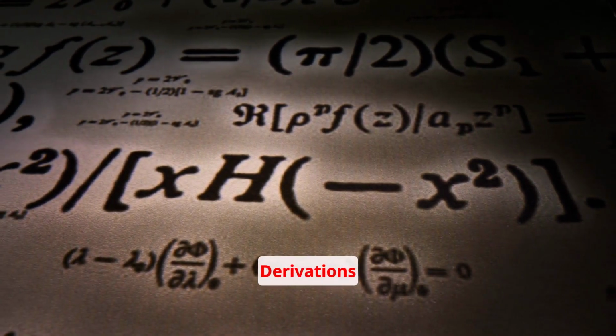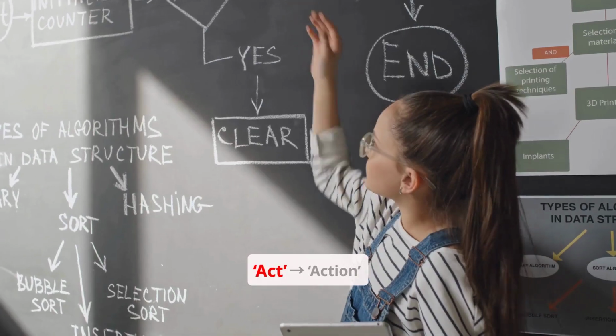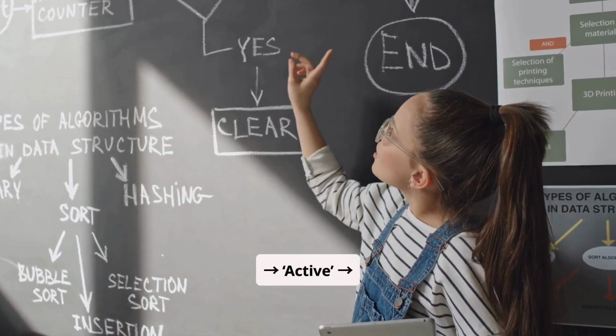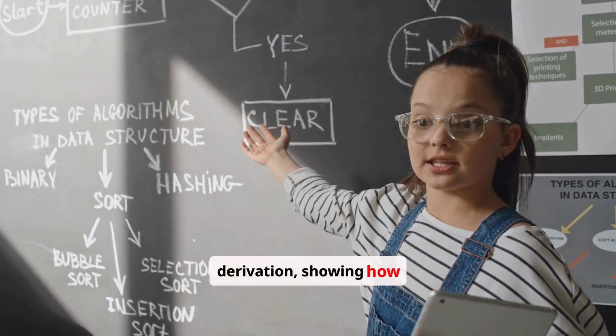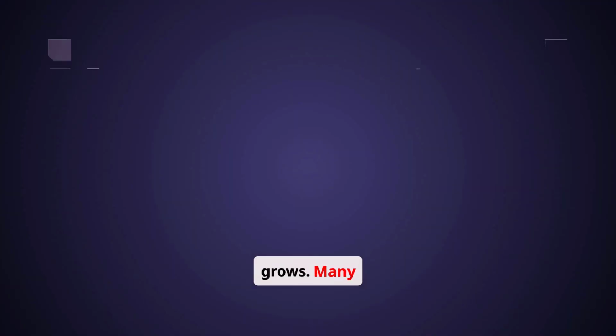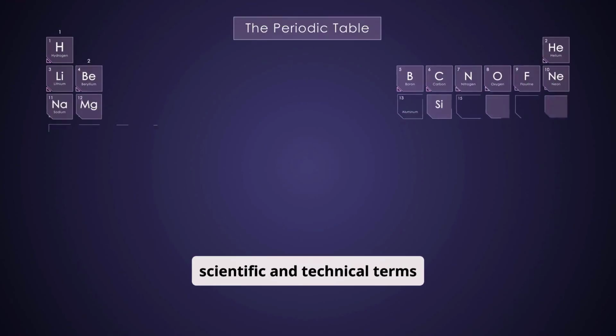Example: multiple derivations. Act, action, active, reactivation. Words evolve through derivation, showing how language constantly grows. Many scientific and technical terms originate from derivatives.